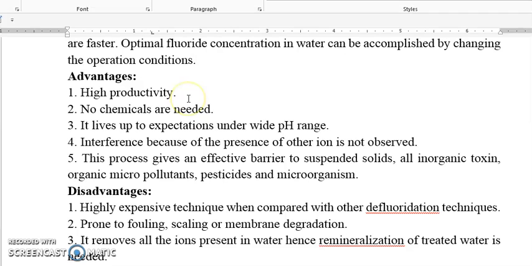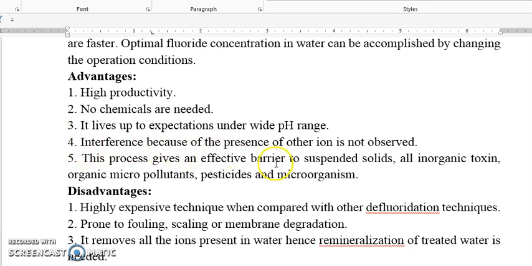High productivity. A large quantity of water can be treated in a short time. Also, because it is a membrane, you are not adding any chemicals for the removal of fluoride. So no chemicals are needed. And it lives up to expectation under a wide pH range, right? So you can treat water and wastewater having varying pH values using nanofiltration.